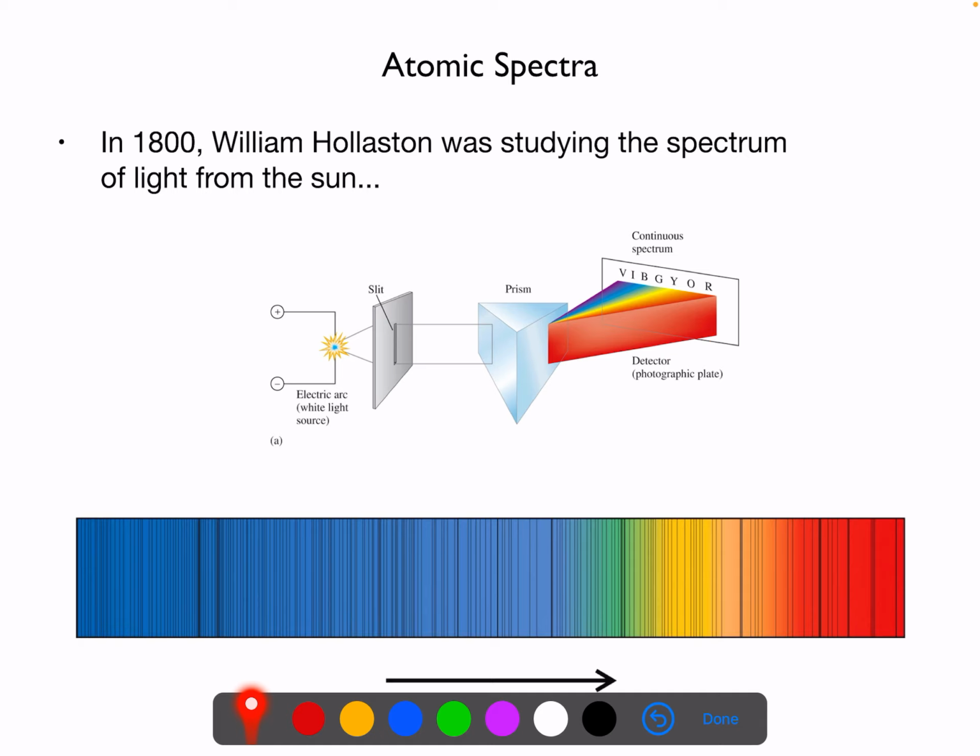But when Holliston looked at the spectrum coming from the sun a little bit closer, what he noticed was you don't actually get the full spectrum of the sun. You get most of it, but there are these discrete wavelengths of light that are almost missing, that don't show up. And again, this really confused people at the time. What's going on here?